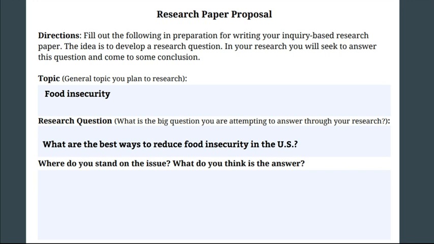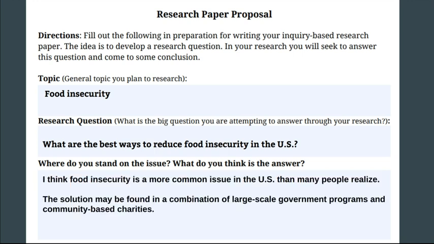So the next question I ask my students is where they stand on the issue and what they think the answer is. This helps to identify any biases they may have. It helps to give me an idea of what it is they're hoping to find in their research. So for my topic, I'm indicating that I think food insecurity is a more common issue in the US than many people realize. And I think the solution may be found in a combination of large-scale government programs and community-based charities.